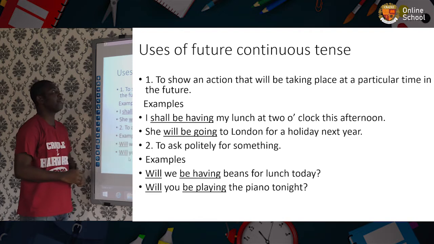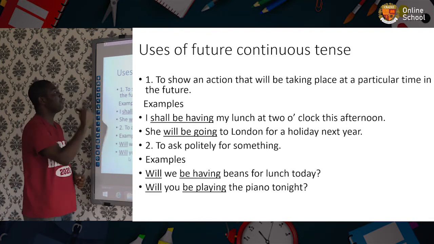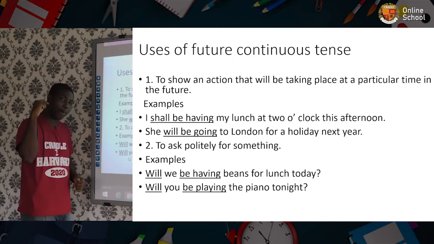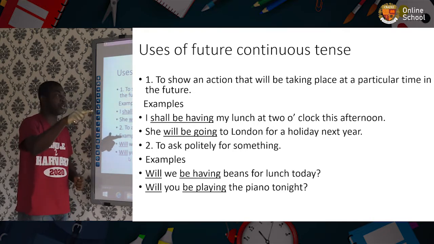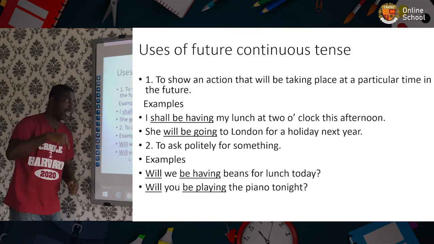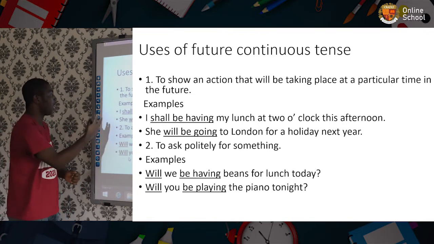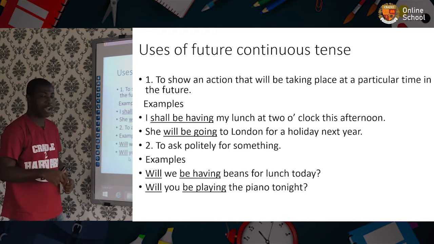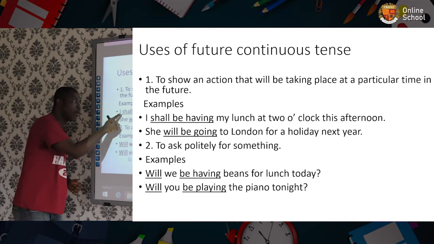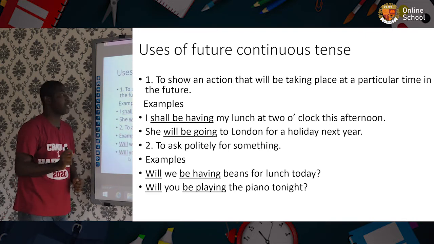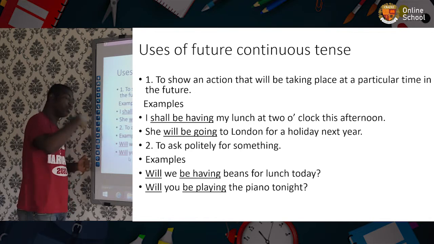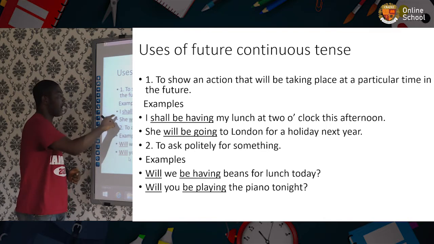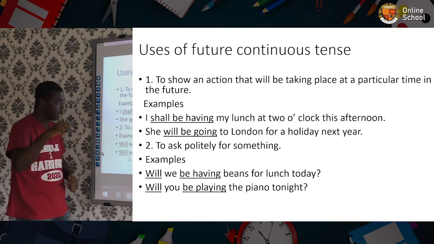And what are the uses of future continuous tense? Number 1, the future continuous tense is used to show an action that will be taking place at a particular time in the future. Example 1, I shall be having my lunch at 2 o'clock this afternoon. At the time of speaking, it's not yet 2 o'clock, so you have to make a sentence using the future continuous tense. I shall be having my lunch at 2 o'clock this afternoon.